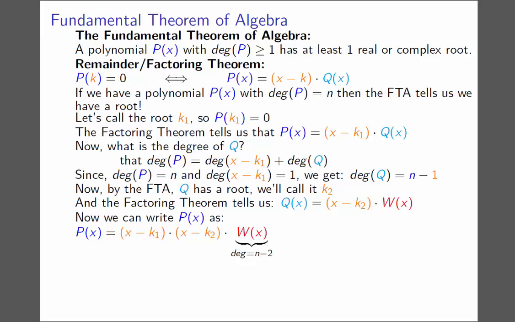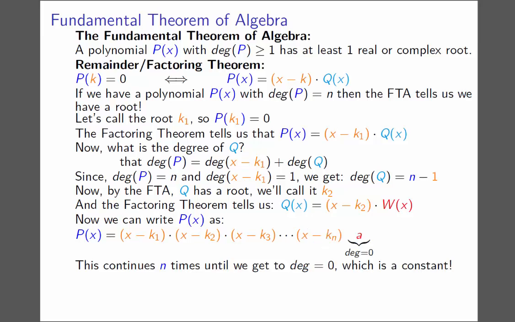And we can continue this, rewriting w of x as x minus some other root k3 times t of x, which has degree 1 less again, n minus 3. And this continues n times until we get down to degree equals 0, because then the fundamental theorem of algebra doesn't give us a root. But that's because it's just a constant. And this constant a is going to be our lead coefficient, because if we multiplied this all out, our coefficient of x to the n would have to be a.